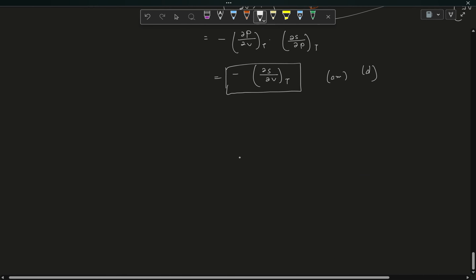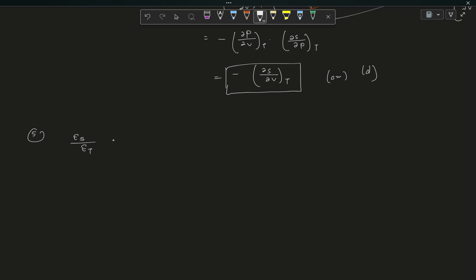So question number 5 is that you have to take a ratio of Es by Et. So the already given terms are known to you: del V at S constant, and this is minus V del V at T constant. So this minus V and minus V cancel out, so you are left with simply del V at S constant divided by del V at T constant.